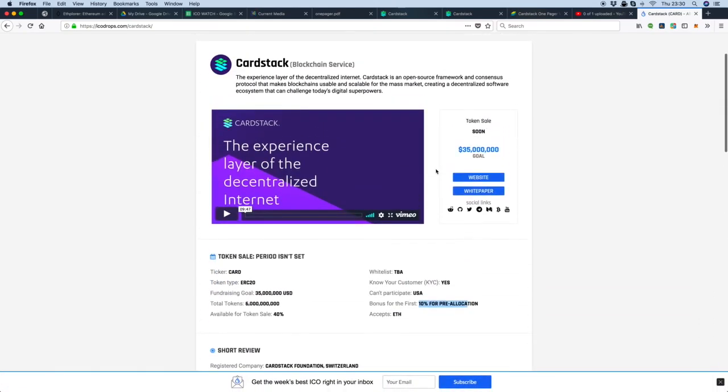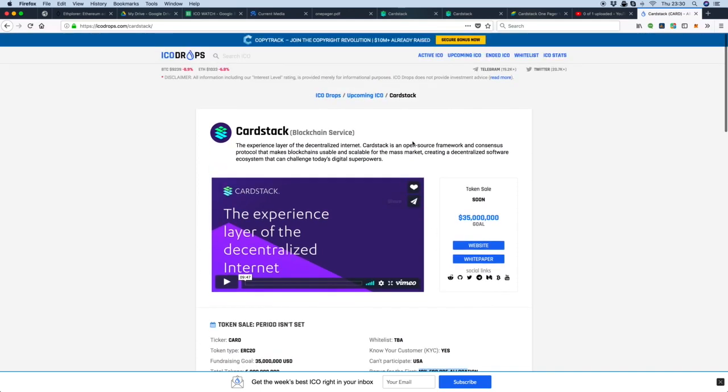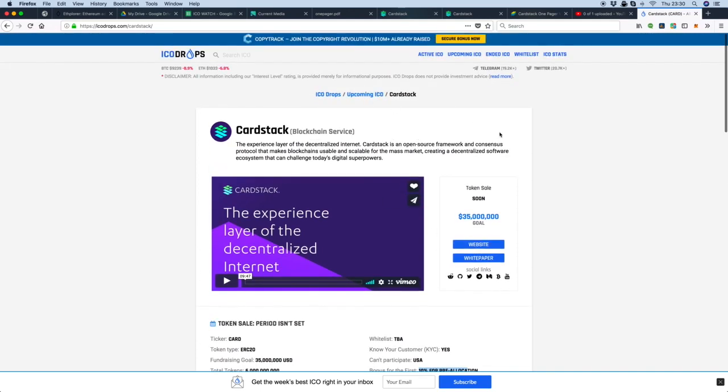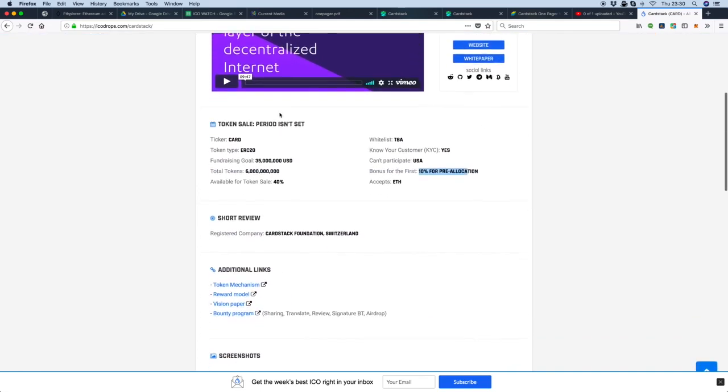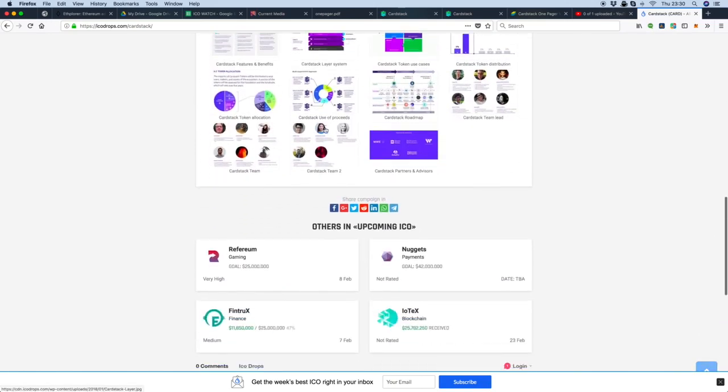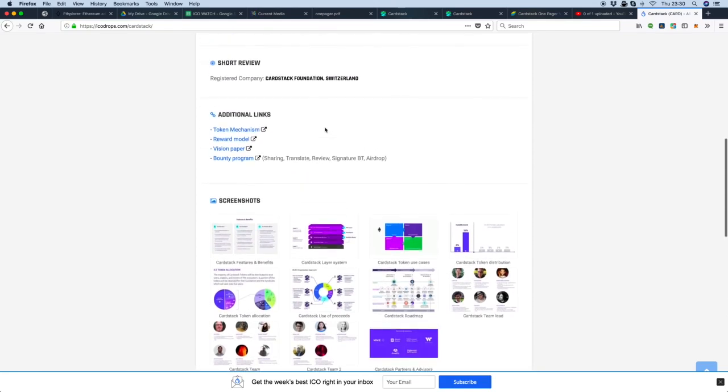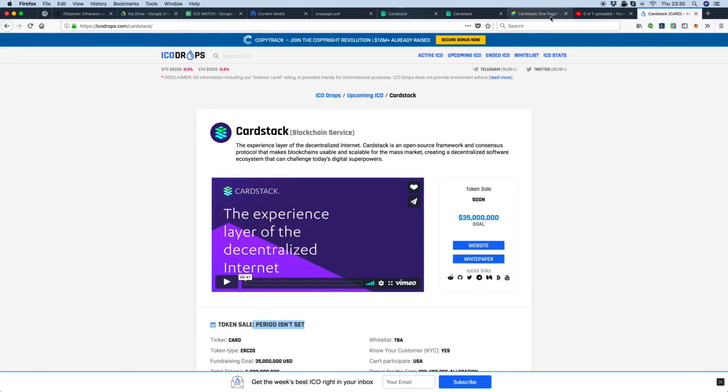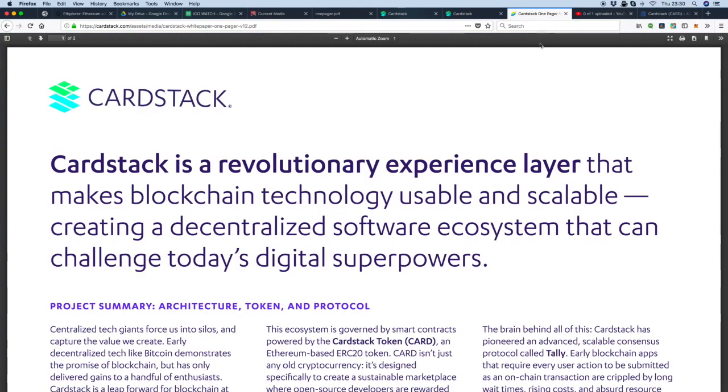Where's the dates? Yeah, the date isn't set on there yet. Token sale isn't set yet. So I'd say it's one of those ones to keep an eye on because of what it is. That's all I can say on that. Read up on it, but I can definitely see this one going in multiple directions.